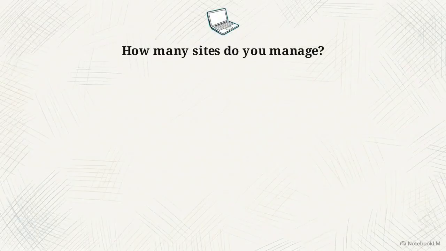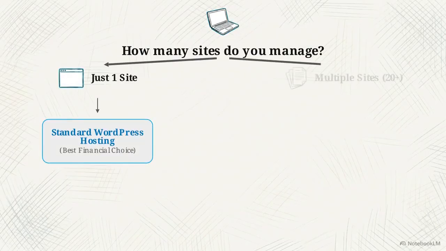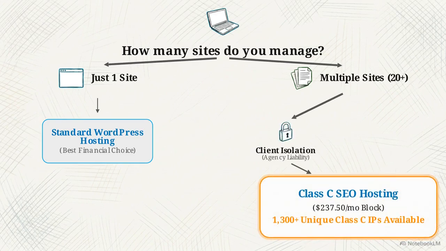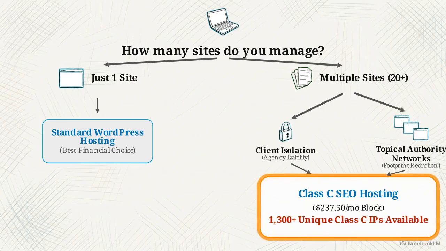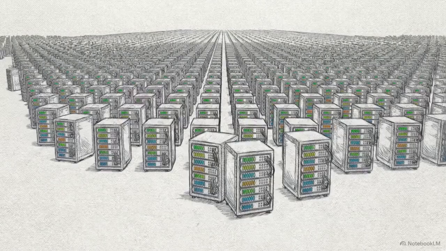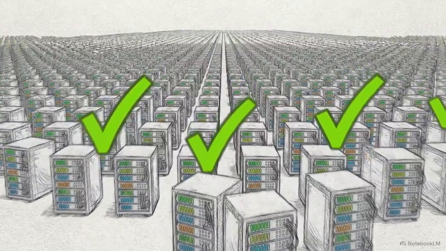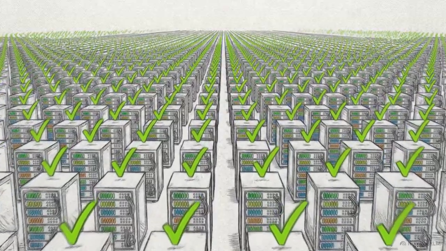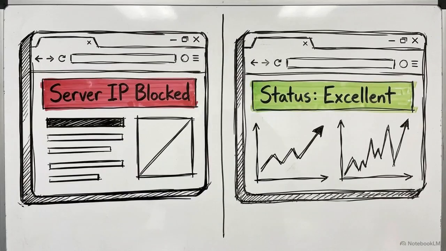To find the right fit, look at this decision matrix. The choice depends on operational scale. If you manage just one site, standard WordPress hosting is your best financial choice. But if you manage 20 or more client sites, isolation is the primary goal. Upgrading to a 50 IP Class C block acts as a protective measure against client liability and network contamination. The same applies if you're building themed sites for topical authority. Unique IPs help minimize the footprint that connects those sites. This prevents AI-driven search evaluations from discounting your links based on shared infrastructure. SEO hosting won't make poor content rank, but it ensures your infrastructure doesn't undermine the authority you're working to build.